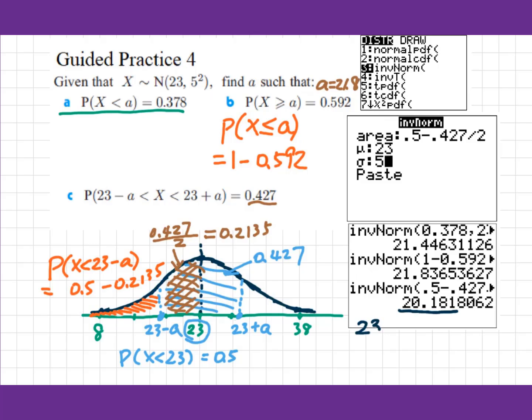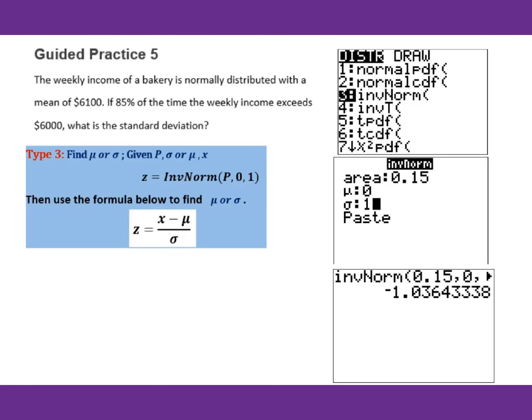That is 23 minus A equals 20.18. Therefore, A equals 23 minus 20.18. You will get 2.82. Now let's go to guided practice 5. The weekly income of a bakery is normally distributed with a mean of 6,100. If 85% of the time the weekly income exceeds 6,000, what's the standard deviation?